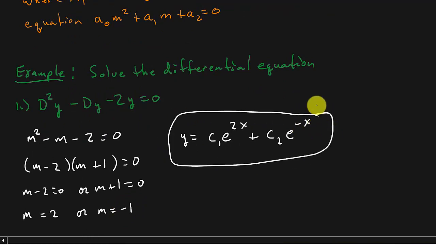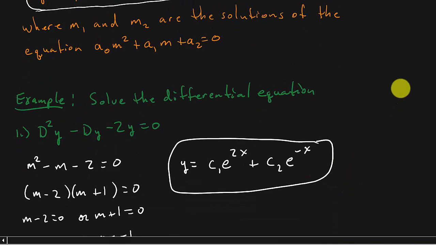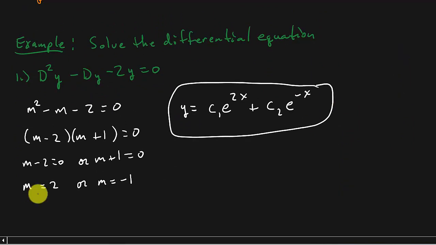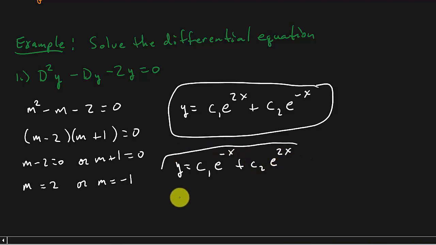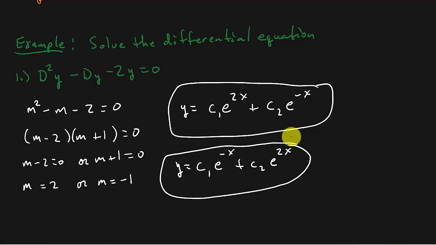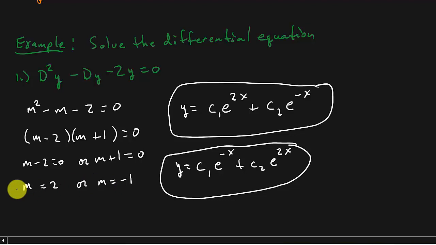And there's your solution. Now, which one do you call m1, which one do you call m2? It doesn't matter. We could write y equals c1 e to the negative x plus c2 e to the 2x. Either one of them is correct. However you want to write it doesn't matter. If you want to write the smaller solution first and work your way increasing, that's fine. If you want to write the largest one first and have them decreasing, that's fine too.